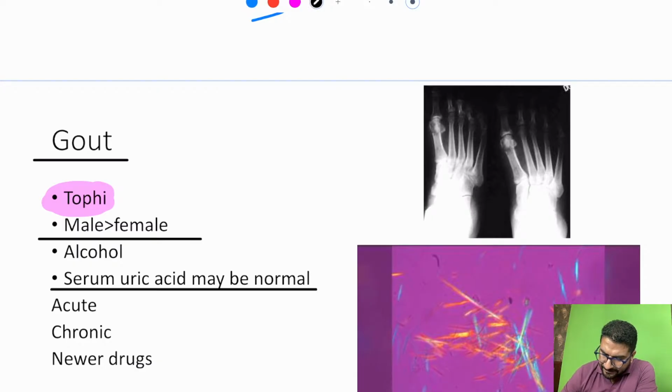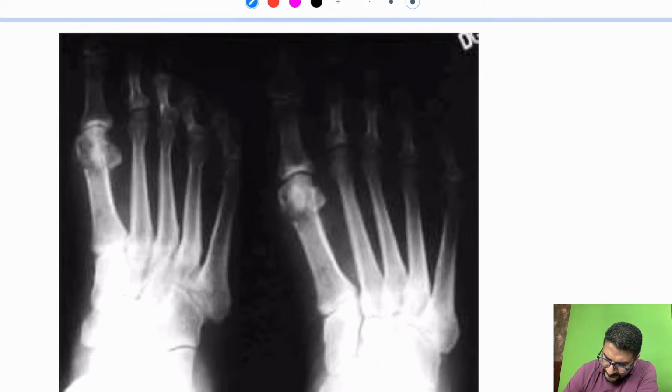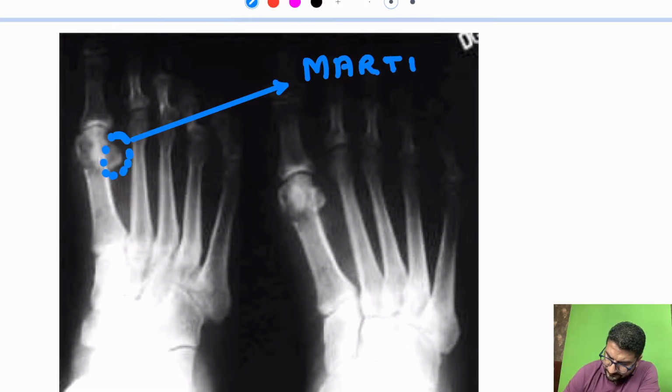Now understand this thing. When you do an X-ray of a gout patient, in this X-ray you will notice overhanging edges with sclerotic margin. This is what we call the Martel sign. It is overhanging edges with sclerotic margin.